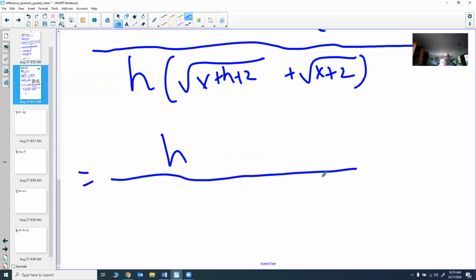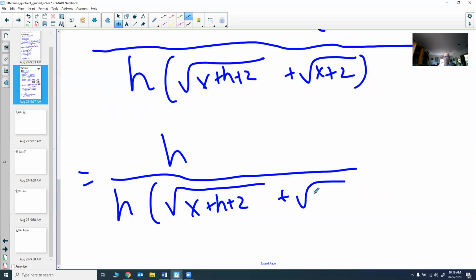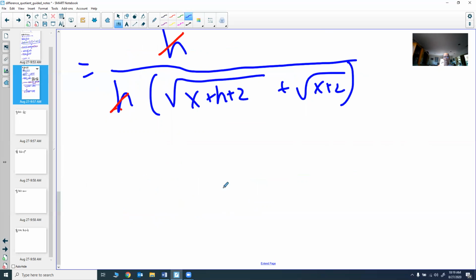In the bottom I have h times the square root of x plus h plus 2 plus the square root of x plus 2. This is why I didn't multiply the h through, because now I notice that because they're in this factored form, I can cancel these two h's. If I had multiplied that h through, I couldn't have canceled the two h's. So it was important to me to not multiply it, because I would have had to factor.